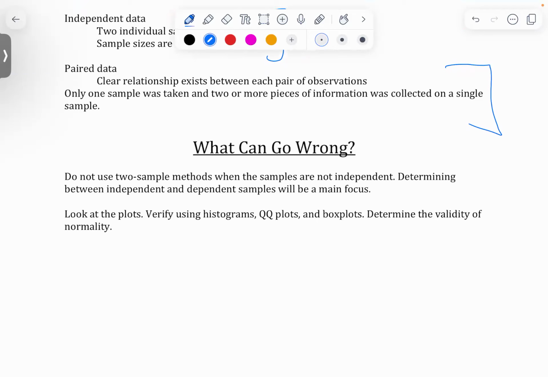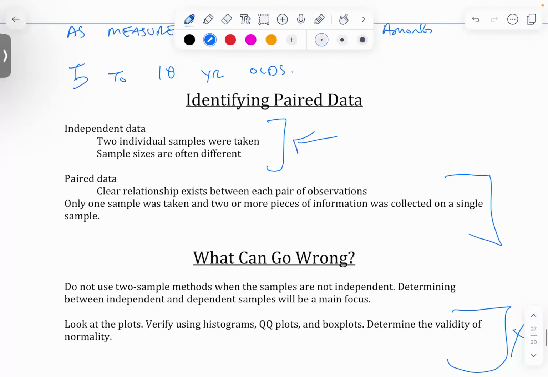So what can go wrong? Without a doubt, the biggest thing that can go wrong is failure of your conditions. Check that nearly normal condition time and time again. And watch out for independent versus paired data. That's a tough one every time. Because they're both means, they both appear to be two sample means, but only one of them is actually two separate samples. One is the same sample with multiple pieces of information collected.